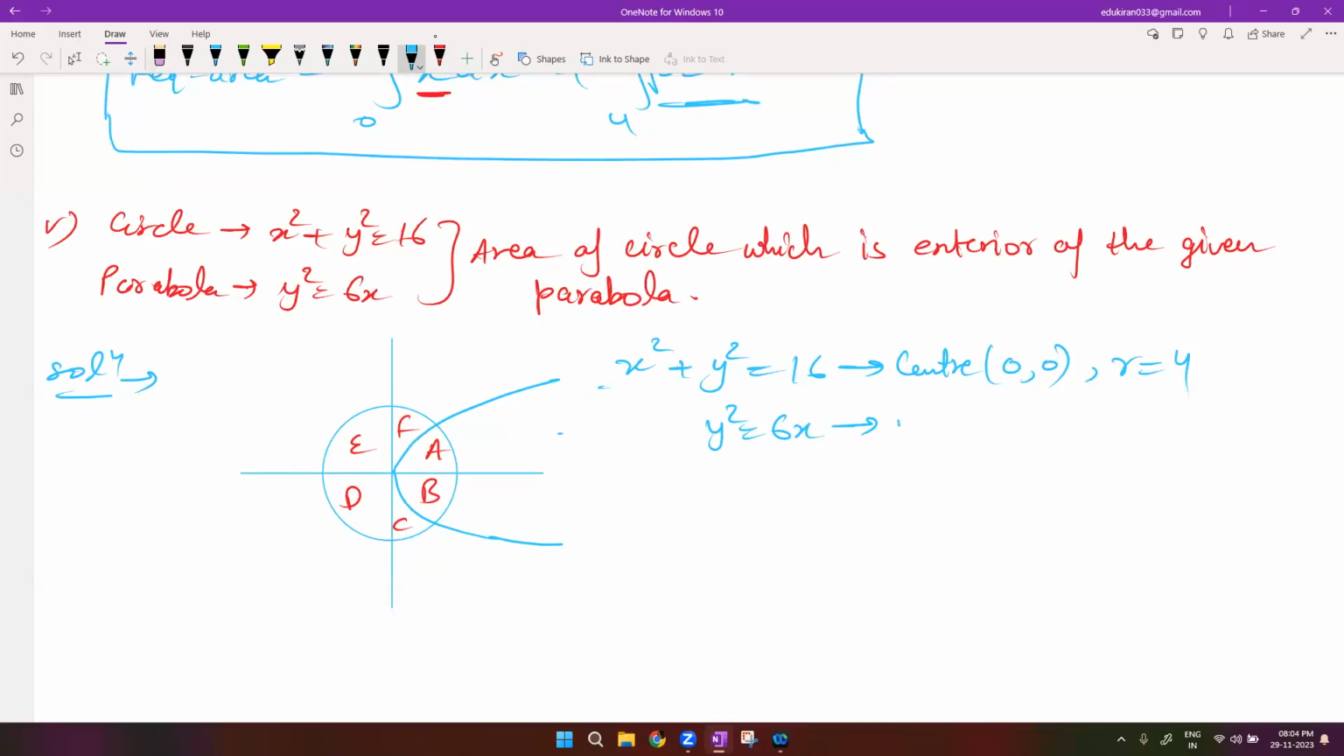Read the question carefully and tell me which portion we need to find out. We have to find out the area of the FNC. Okay. Correct, Austin. Good.